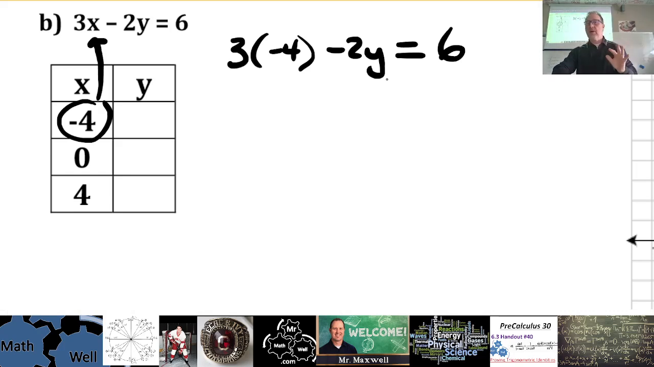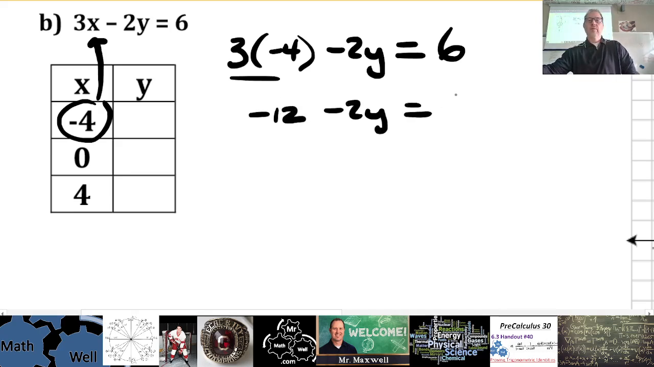And we're going to be doing a lot of this stuff, rearranging equations. So let's get some more practice. What I would do is simplify anything you can first. I'm going to write this as negative 12 minus 2y equals 6. Simplify one thing at a time, rewrite whatever you don't touch, okay?